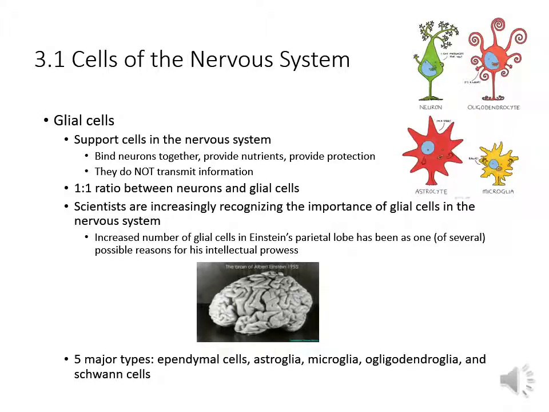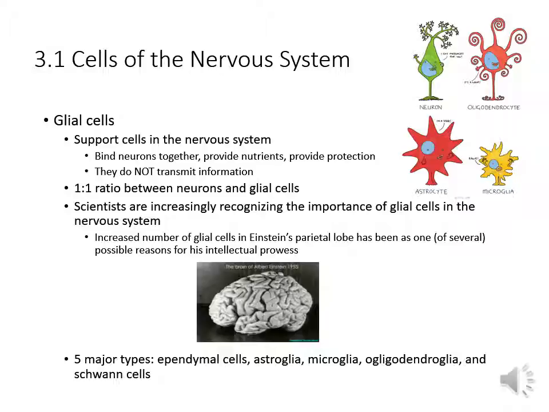Okay, so glial cells are a different type of cell. They're not neurons. And they support cells in the nervous system. So they're kind of like the helpers for neurons. They do a range of functions like binding neurons together, providing nutrients, protection, helping when there's injury, helping with recovery. And very importantly, they do not transmit information. So neurons transmit information. Glial cells support this process, but do not themselves transmit information. There's about an equal number of neurons and glial cells within the nervous system.